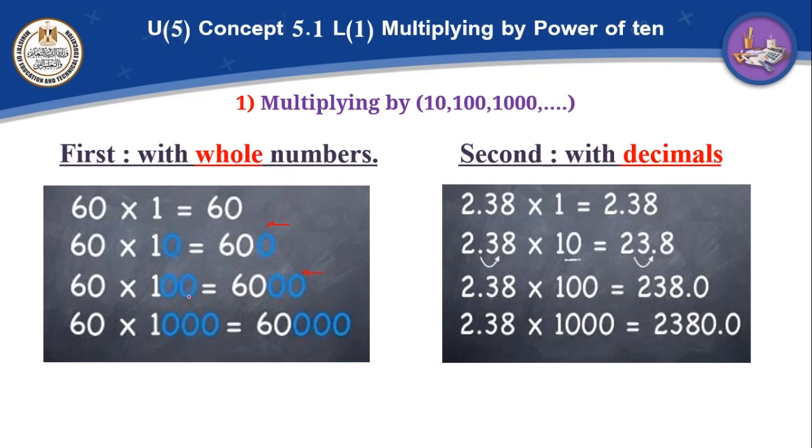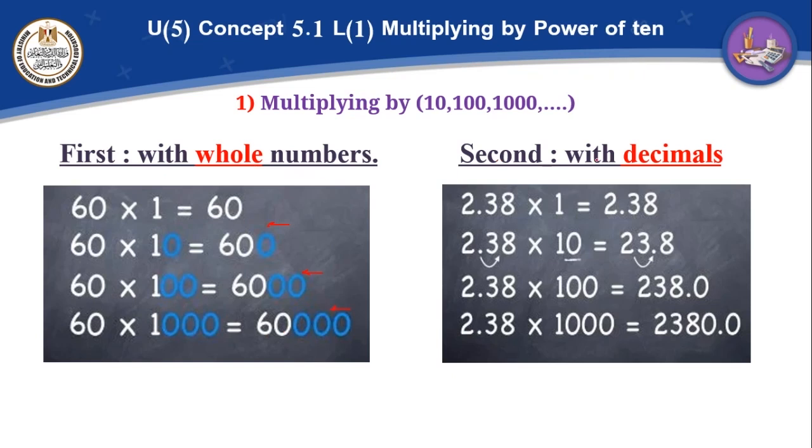We have here 3 0s in multiplication, so put 3 0s in the product. Here, how many 0s? 1, 2, 3. Multiply another number with 1 0. So the total number of 0s, 4 zeros. So put the 4 zeros from right to left, you get 60,000. This is multiplying by power of 10 with a whole number.